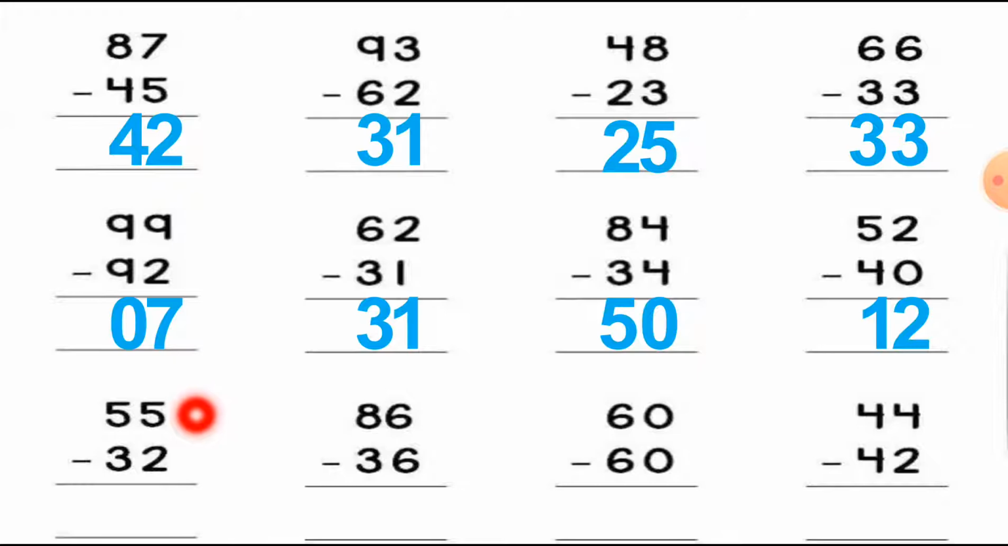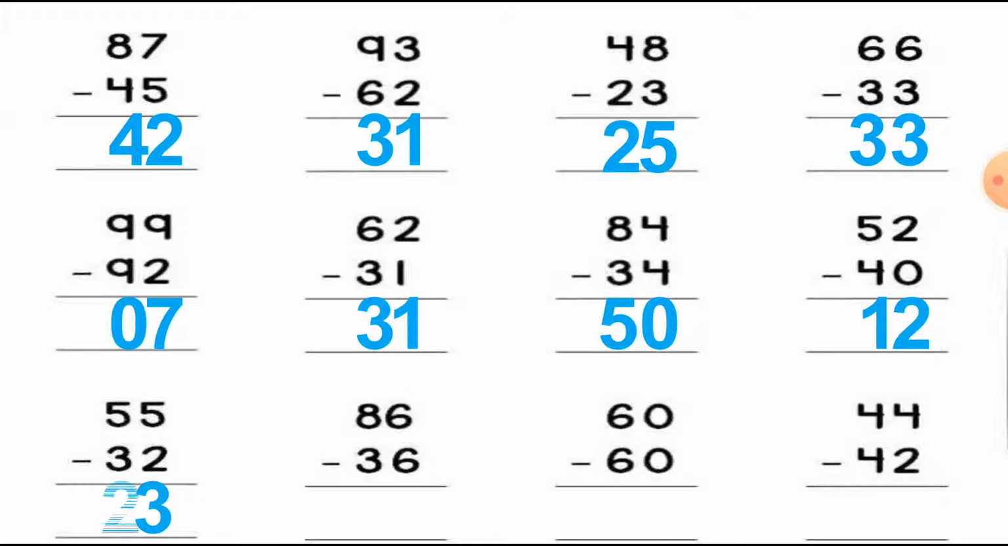Then the next sum, 55 minus 32. In this, the ones column is 5 minus 2. So 5 minus 2 is equal to 3. And at the tens column, 5 minus 3. So 5 is a big number and 3 is a small number.